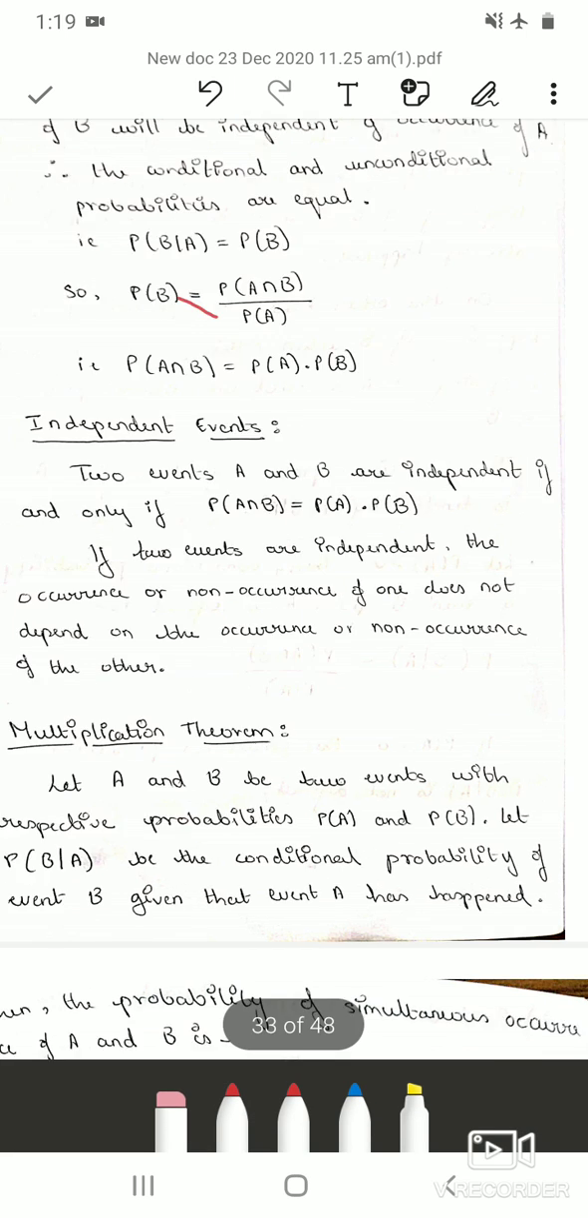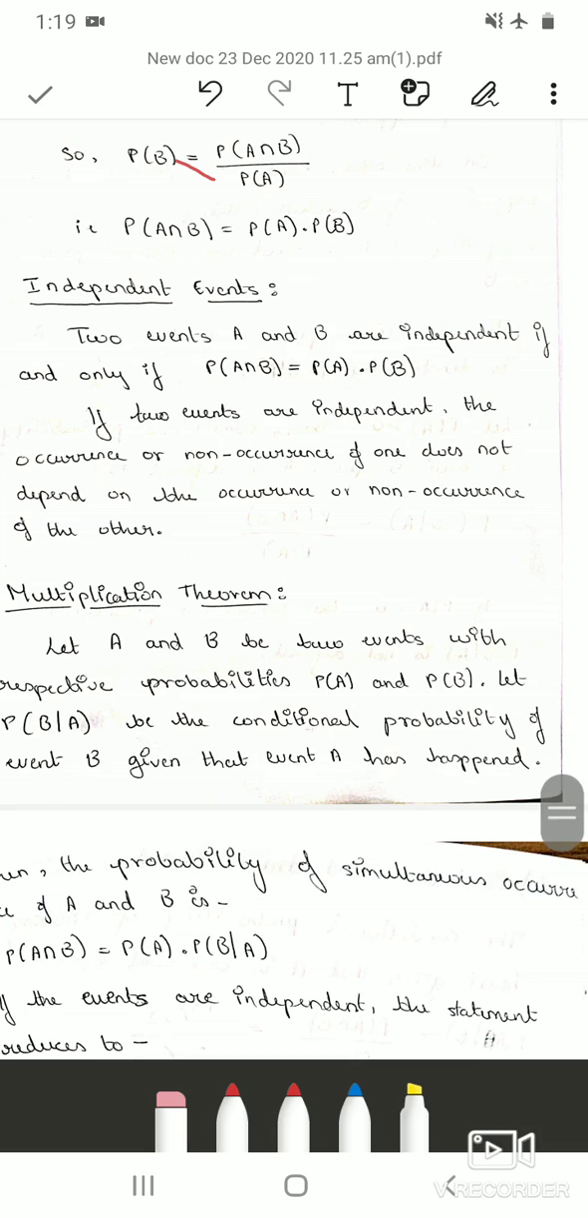So let us see what are independent events. Two events A and B are independent if and only if probability of A intersection B is equal to probability of A into probability of B. So we can say two events are independent only when probability of A intersection B is equal to probability of A into probability of B. If two events are independent, the occurrence or non-occurrence of one does not depend on the occurrence or non-occurrence of the other, because both the events are independent.